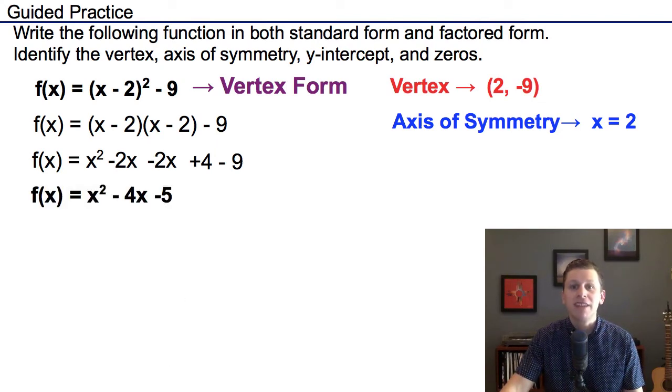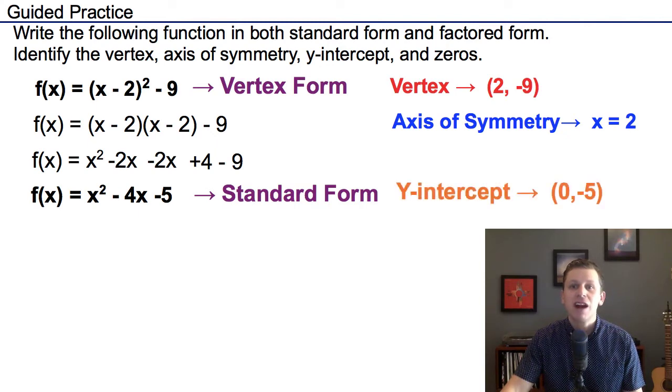We have now successfully written the quadratic function in standard form. When a quadratic function is written in standard form, we can easily tell what the y-intercept is. The y-intercept will always be the coordinate (0, c), where c is the constant value when it's written in standard form. That makes the y-intercept here (0, -5).